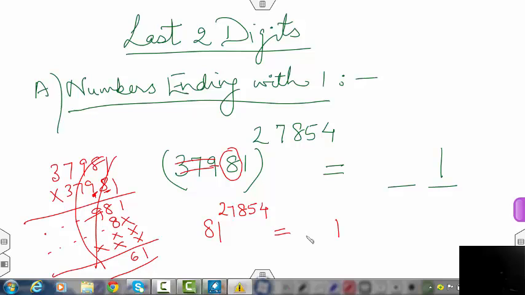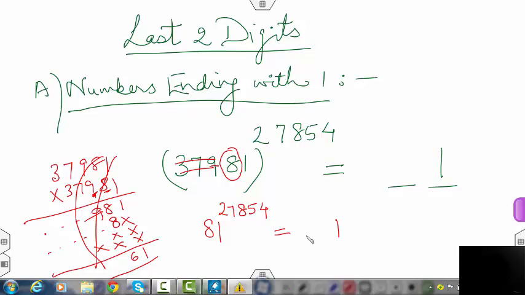But can I have a simpler approach? Yes. The second way is the binomial theorem. I expand it as 80 plus 1 to the power 27,854 and then expand it and then add the numbers. Correct? Simpler than the first approach. Third one, a much simpler approach, but you need to ratify.